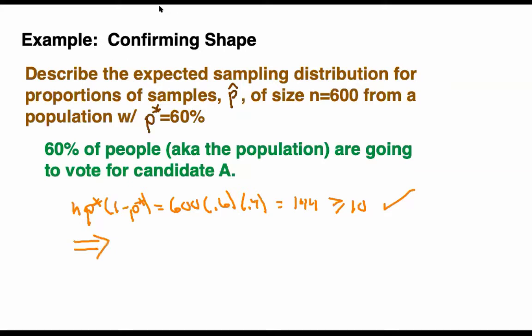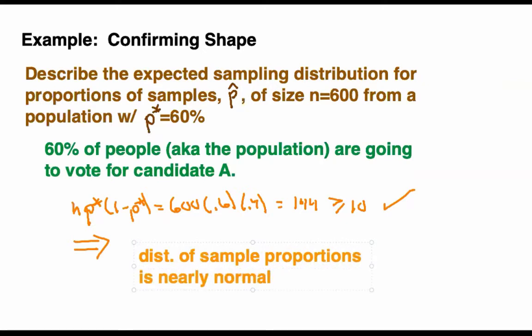So the implication here is that the distribution is nearly normal. All right, that's our takeaway message, so we can take advantage of that. That's the first step in describing the expected sampling distribution: to confirm and then describe the shape. So check, we've done that. We've confirmed our shape.